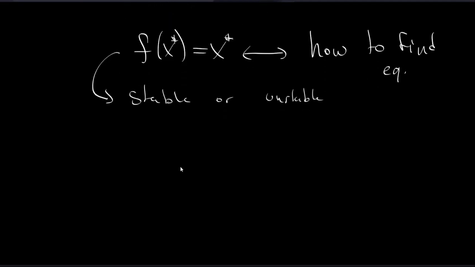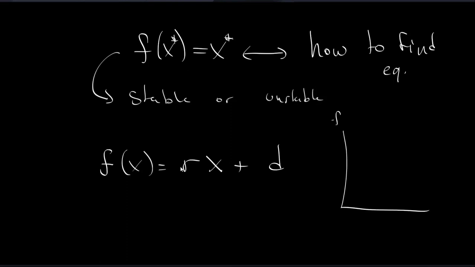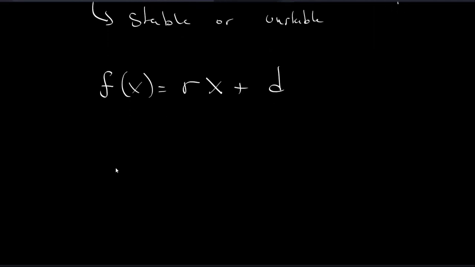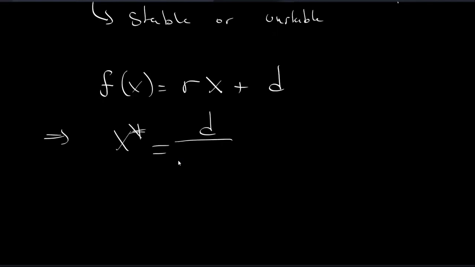And lastly, what we saw was the following. If we have a discrete system of the form f of x is equal to r x plus d, where r is a positive constant, this actually traces out a straight line. If we look at f of x and x, this will trace out a straight line. It could be a line like this, it could be a line like that, it could be a line like this, but it's a straight line. If we look at that, what we find from here is two things. The equilibrium, x star, is going to be d over 1 minus r.